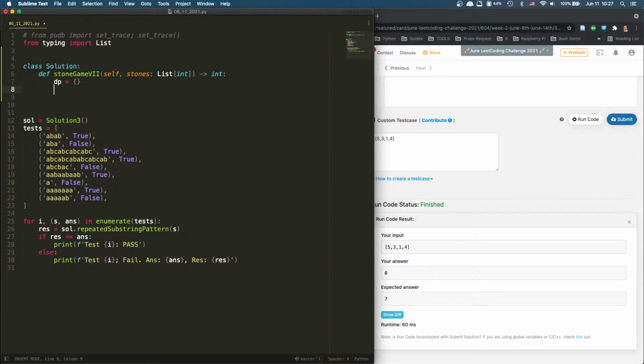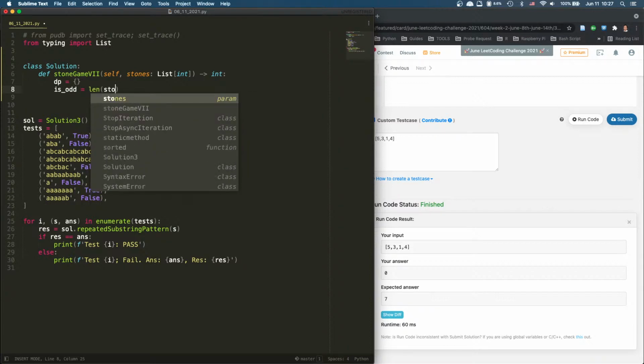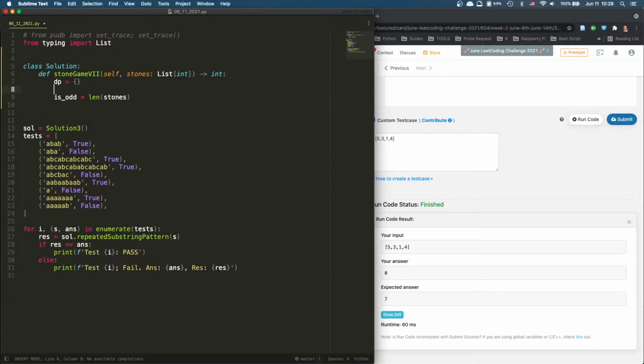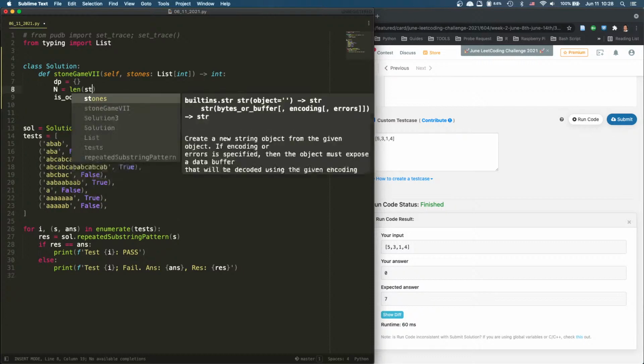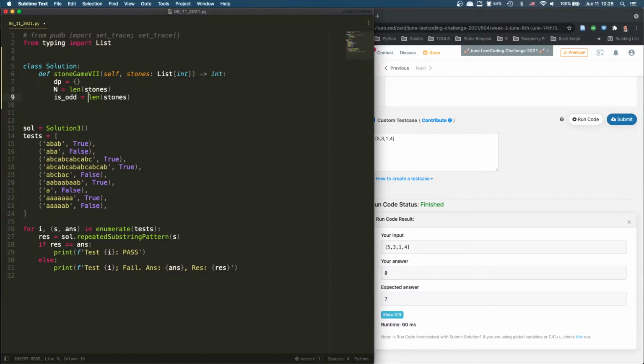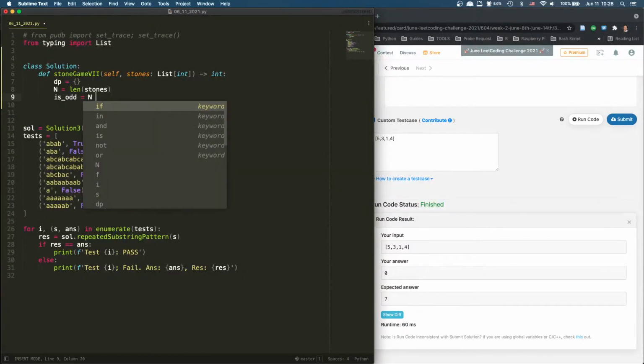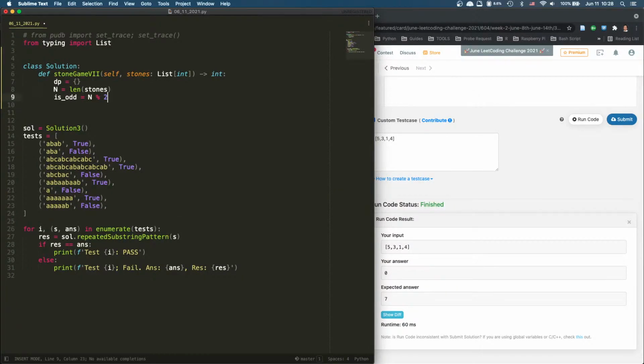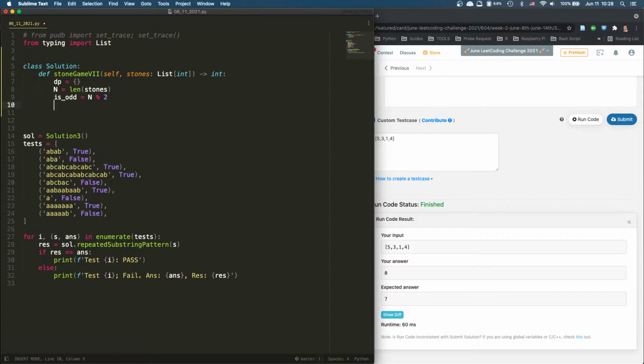So we're gonna say even or odd. Is even, I'll just call it is odd, it's easier. Is odd is gonna be len(stones). I'm pretty sure we have to use len(stones) multiple times, so let's just do that, and then n mod 2. If it's 1, it's odd, and if it's 0, then it's always false, right?